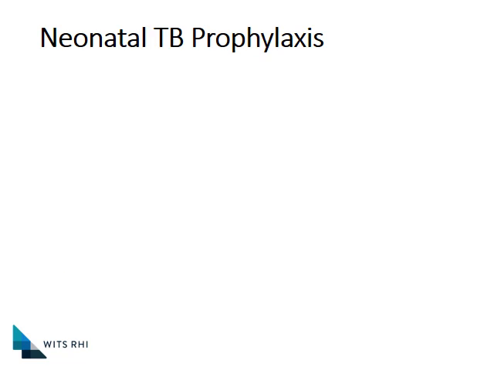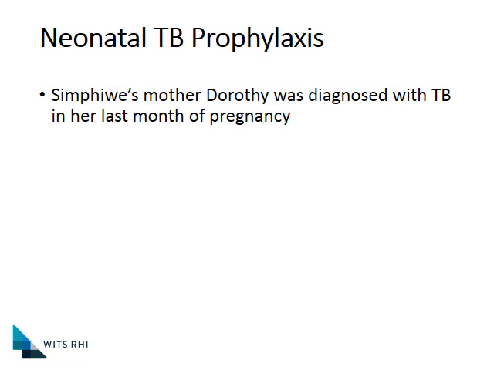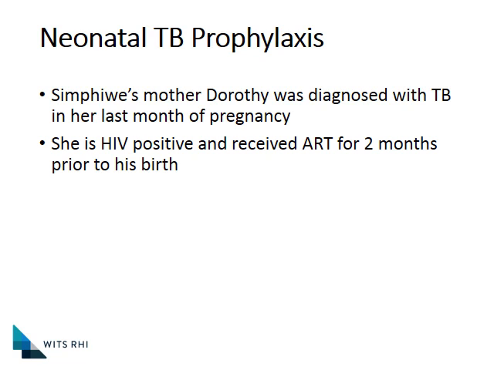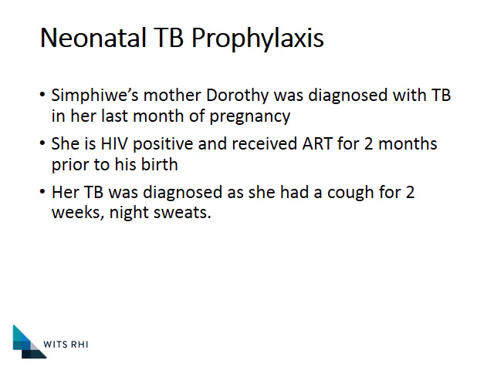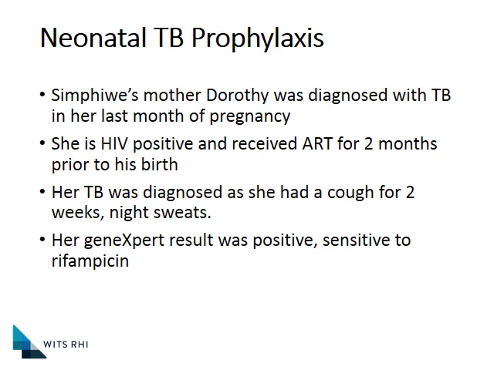So let's just look a little bit at neonatal TB prophylaxis and look at a typical case. So we've got Simpiwe's mom, Dorothy, who was diagnosed with TB in her last month of pregnancy. She's HIV positive and she received ART for 2 months prior to his birth. Her TB was diagnosed, she had a cough for 2 weeks and night sweats, and her GeneXpert result was positive, sensitive to rifampicin, and she was started on TB treatment. It might even have been a TB IRIS because she had been started on ARVs recently.